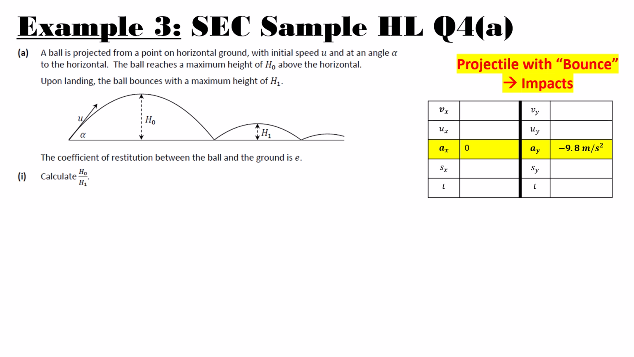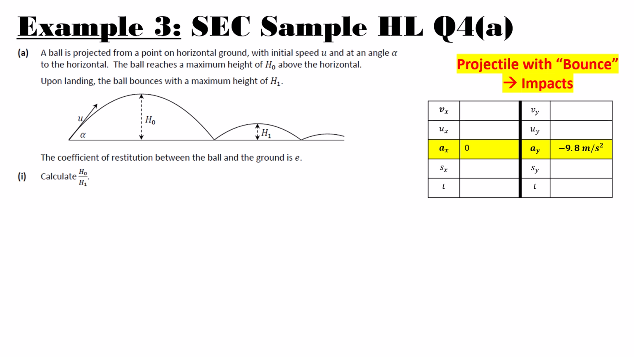A ball is projected from a point on horizontal ground with initial speed u at an angle alpha to the horizontal. The ball reaches a maximum height of h0 above the horizontal. Upon landing, the ball bounces with a maximum height of h1. The coefficient of restitution between the ball and the ground is e. Calculate h0 divided by h1.